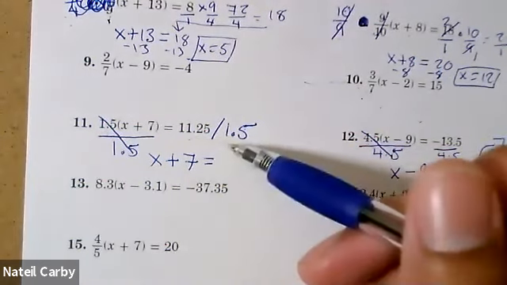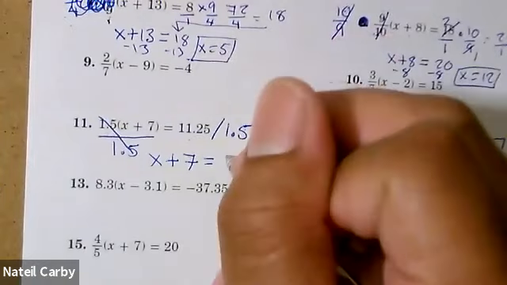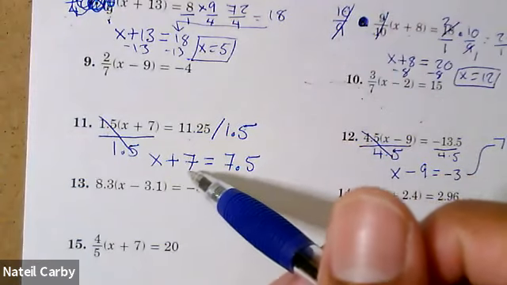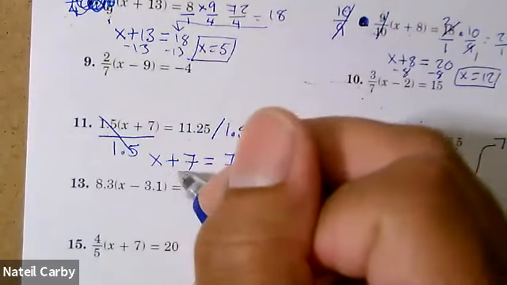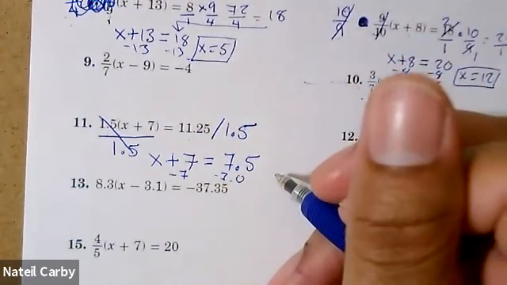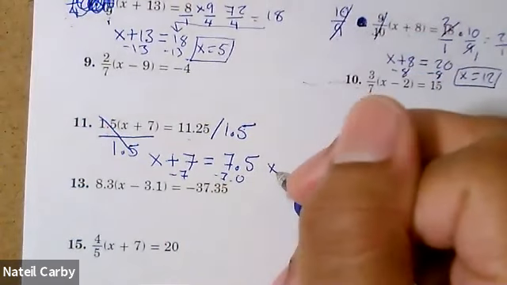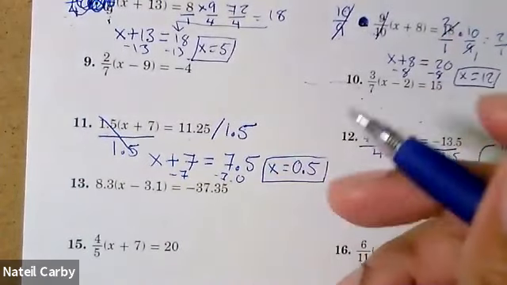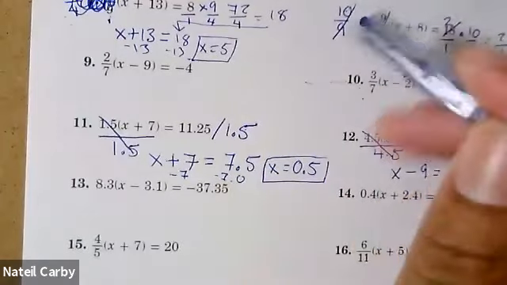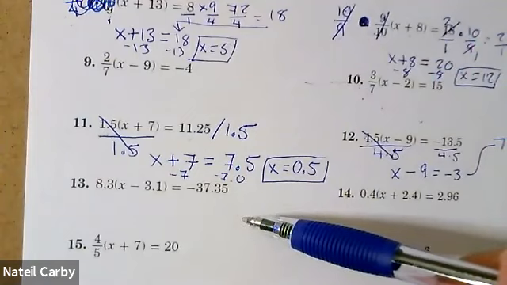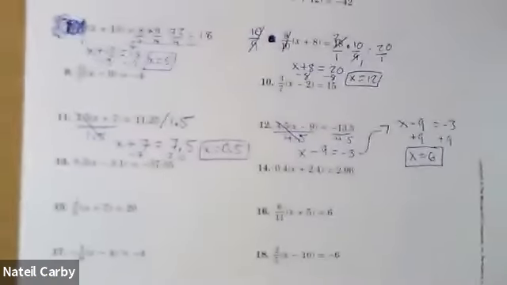$11.25, 11.25 divided by 1.5 gives you 7.5. Okay. I got my one-step equation. Instead of adding 7, I'm going to do the opposite and subtract 7. So x is equal to 1/2. Okay. So again, this kind of stuff right here is a review of 7th grade math.